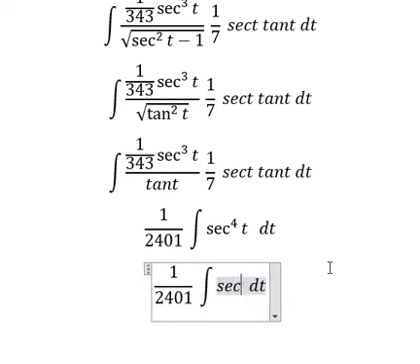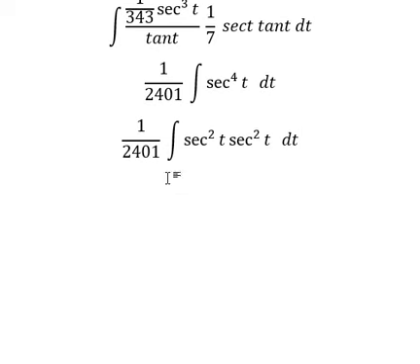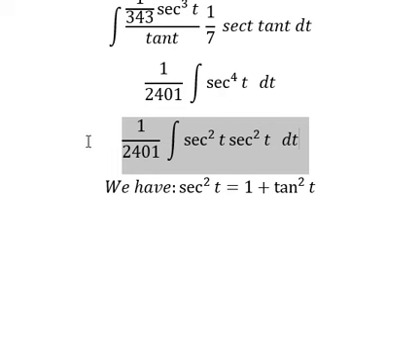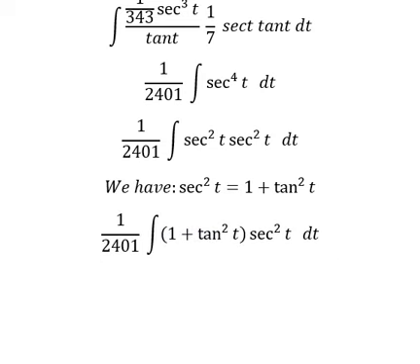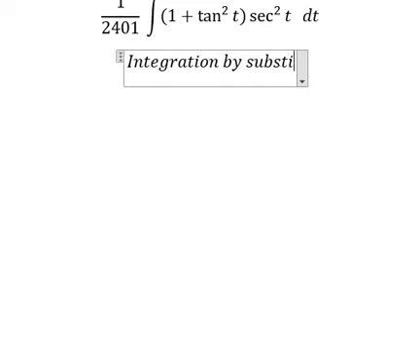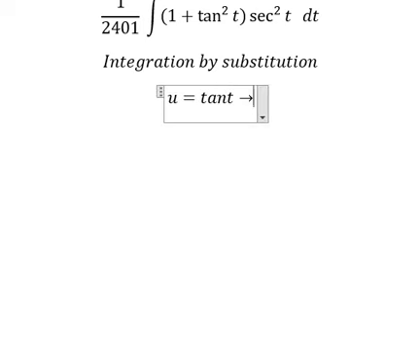This one, that is secant of t squared and secant of t squared. So we have the formula in here. So we need to transform this one into this one. So we can use integration by substitution. So I will put u equals tan t. Later, we need to first do the derivative for both sides. And we got it like this.